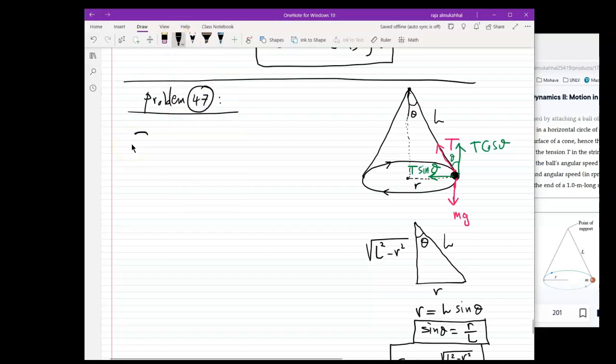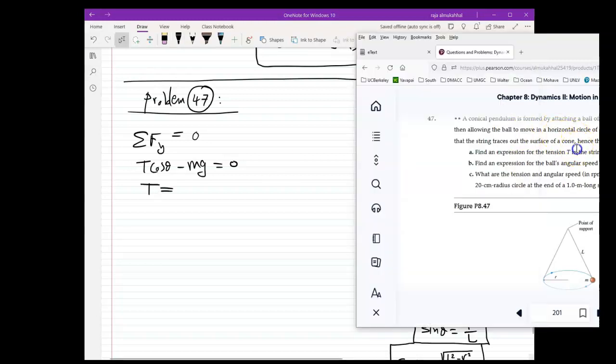So now the sum of the forces in the y direction, the y direction is this way, right? There is no motion in the y direction, so that will be 0. So we have two vectors here: T cosine theta minus mg equals 0. Remember, I don't know theta, it's not given to me. So I can solve for T.